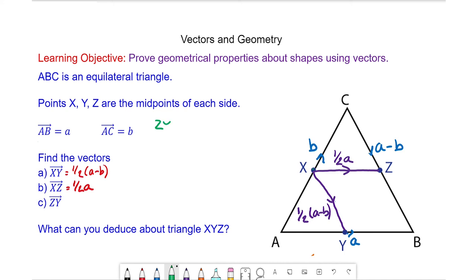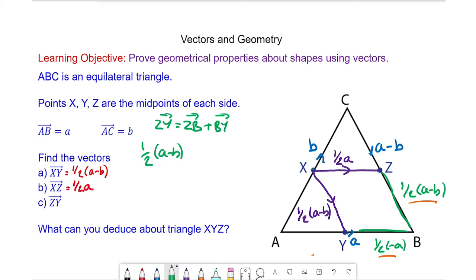And finally, for Z to Y, this will be Z to B plus B to Y. We know Z to B is 1/2 of A minus B, and B to Y is 1/2 of negative A. So again, we'll put these back into our equation. So we have Z to B plus B to Y. We'll expand out the bracket, so we have 1/2 of A minus 1/2 of B minus another half of A. These two will cancel, so we're left with 1/2 of B.